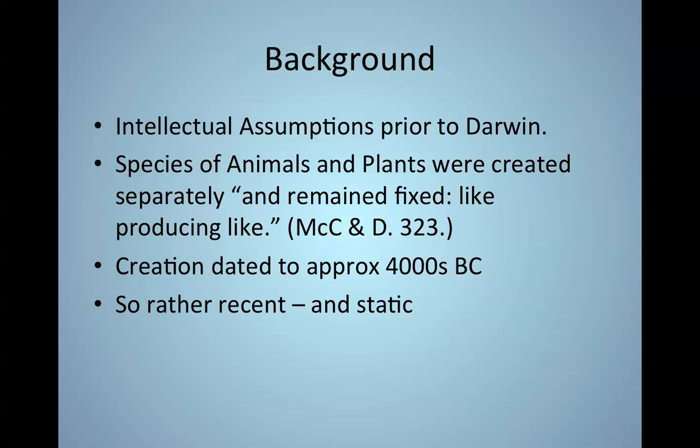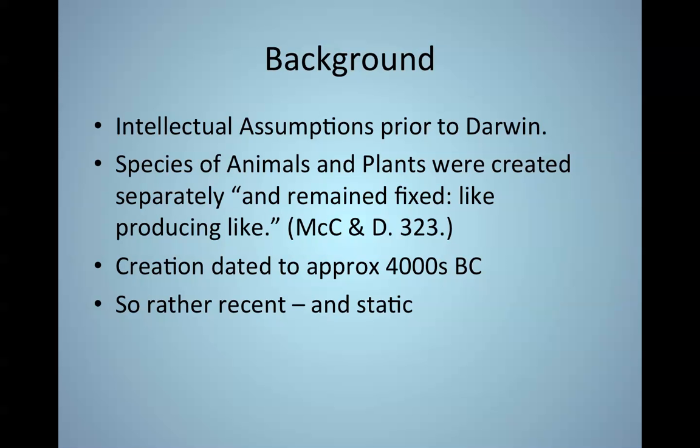Creation dated to approximately 4,000 BC, somewhere in that time period. Many people had attempted to take time backwards to try to figure out how old humanity was, how old man's relationship to God was. And so the 4000s BC were an attempt to take us back to the history of creation, to the Hebrews, if you will.